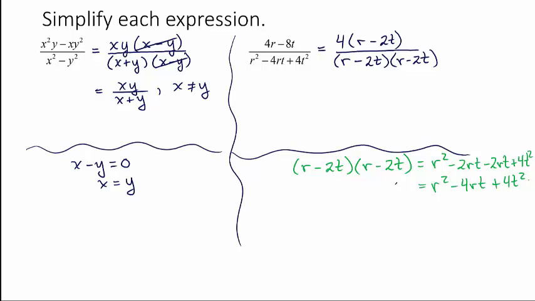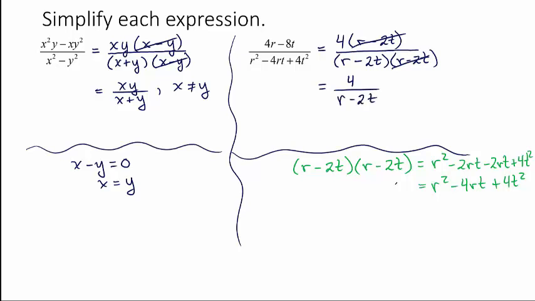When you notice things like that, like in the first example we did, if you notice the difference of squares, or if you notice that your first and last term is a perfect square, see if it's a perfect square trinomial. That means it's the same binomial squared, essentially. Going back up here, we can cancel out a factor of r minus 2t, which leaves us with 4 divided by r minus 2t.